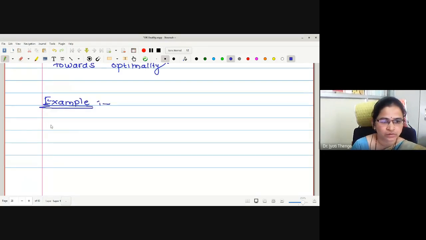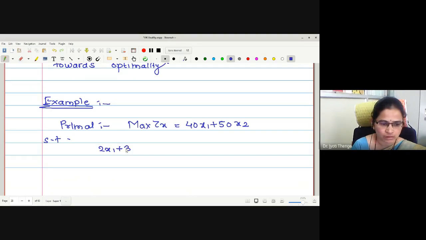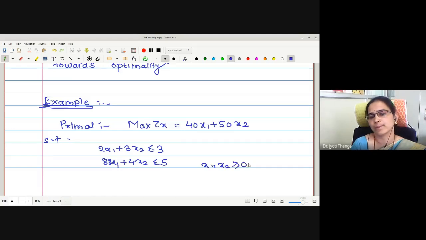What you have to do is solve the problem and call it primal. Maximize Z equal to 40x1 plus 50x2 subject to the constraints. You have to solve this problem, find the dual, and that dual also you have to solve.